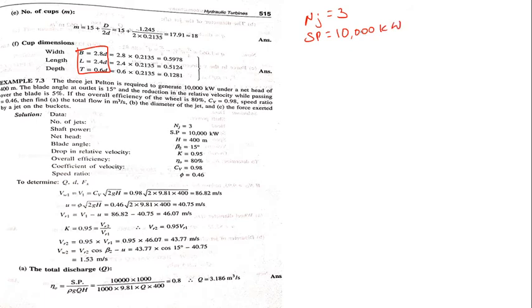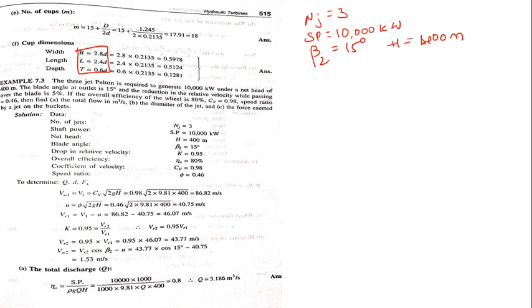The blade angle at outlet is 15 degree. At outlet blade angle 15 degree. This is very important. By looking at the question, you should understand what is the data. Then only you can solve the problem. So 400 meter here. Beta is equal to 15 degree. H is equal to 400 meter.